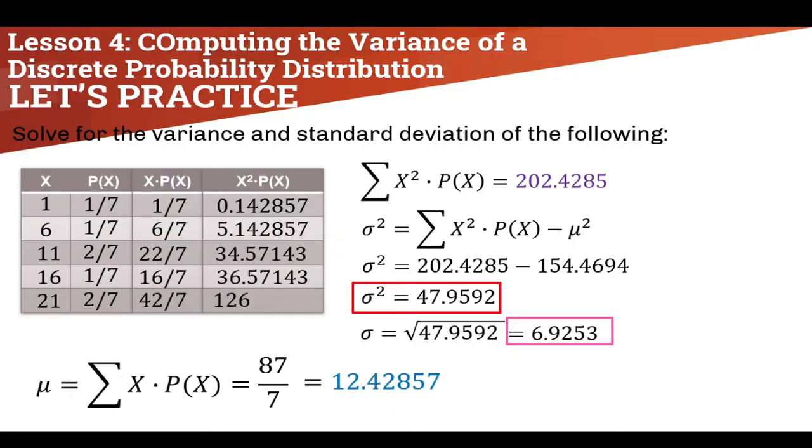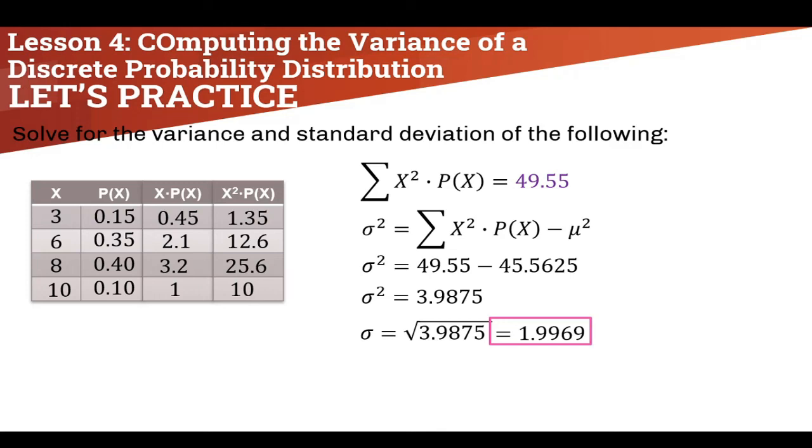Okay. So, ito yung sagot do sa una. Kung tama yung compute nyo, ang nakuha nyo dapat na variance ay 47.9592 at ang pangalawa ay 6.9253. Okay? Okay, very good. Next, ito naman sa pangalawa. Ang variance natin ay 3.9875 at ang standard deviation ay 1.9969. Take note, hanggat maaari, use four decimal places. Huwag kagad kayo mag-round off. Kasi pagdating do sa square root, sa standard deviation, malaki yung nagiging diferensya niya. Okay? So, very good. And yung mean niya, 6.75.